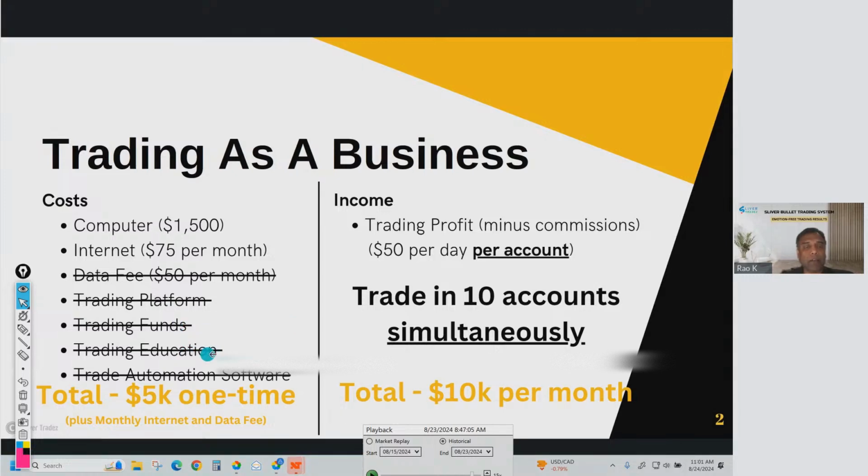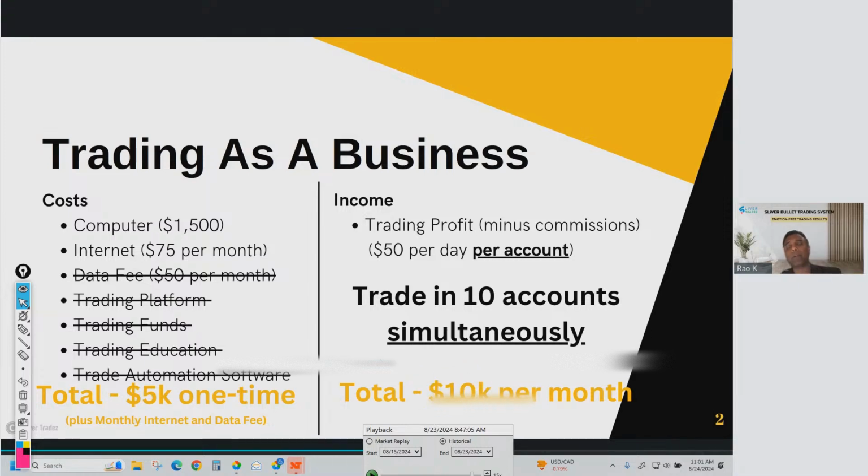We provide trading education, software, funds, platform, all that we provide. All that is left is a computer cost. You'd have to bring your own computer, and we do not provide a computer. But we bring the cost below $5,000, and we have shown you how you can make $10,000 by making just $50 per day across 10 accounts. Or if you make $100 per day, then this becomes $20,000 per month.